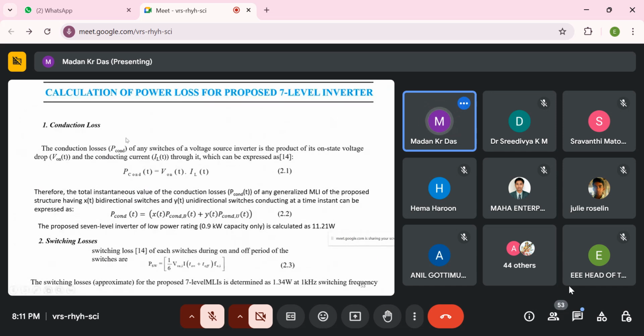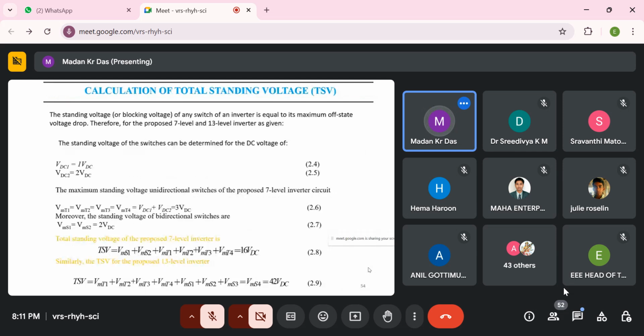And now the conduction and switching losses of the proposed inverter. The conduction loss is produced because any switch of the voltage source inverter has an on-state voltage drop and conducting current. This is the basic formula, and this is the basic formula for switching losses. We have to find the conduction and switching losses. In this inverter the conduction losses are 11.21 watts and the switching losses 1.3 watts, with a 1 kHz switching frequency. So very low power losses are consumed in this inverter. And calculation of the total standing voltage.